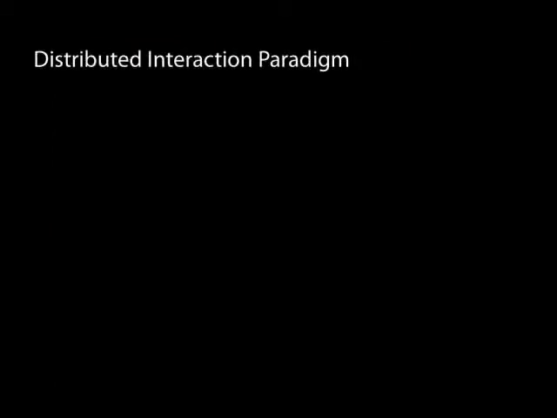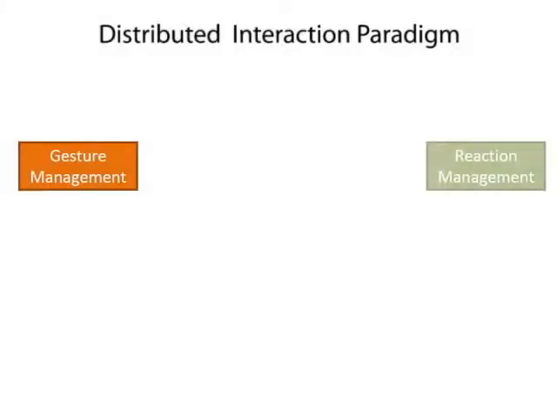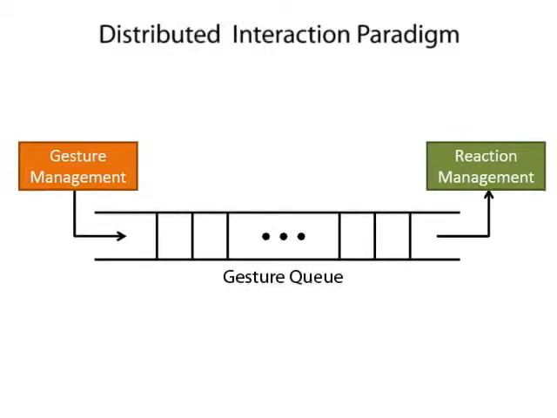Our interaction paradigm is comprised of an SPMD algorithm running on every PPP. This algorithm has 2 components that run concurrently: distributed gesture management and distributed reaction management. These work in a producer-consumer relationship, where the former produces gestures for the latter to consume.